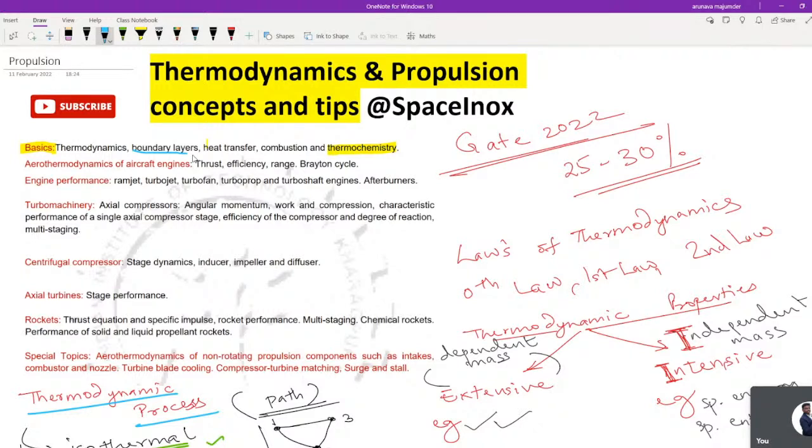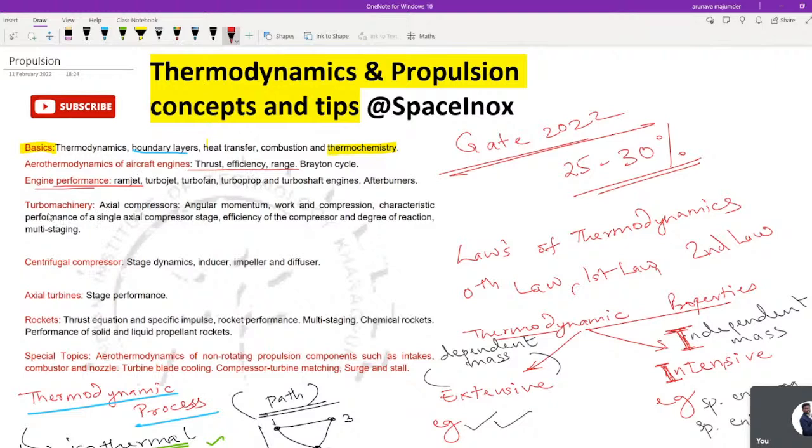Okay, all those things are important over here, right? Now let's move to the core part: thermodynamics and propulsion. Definitely do not skip the problems on engine performance and thrust efficiencies. Never skip. Definitely one problem will be there.